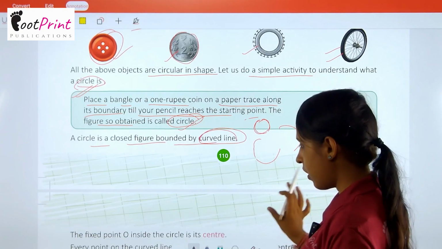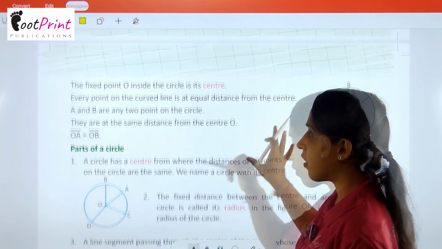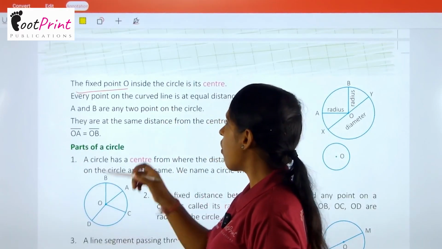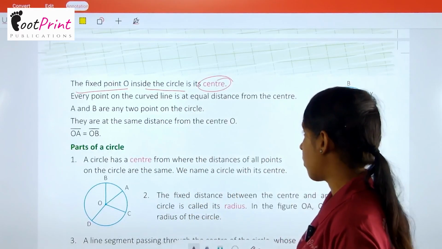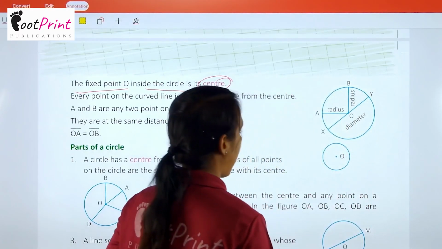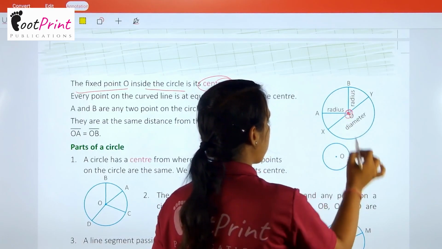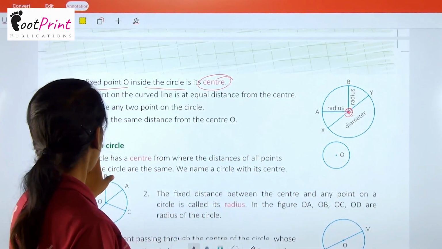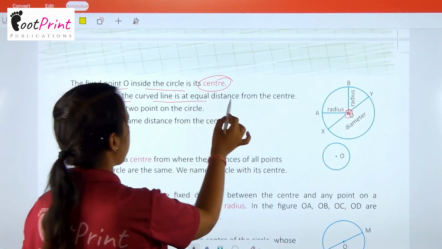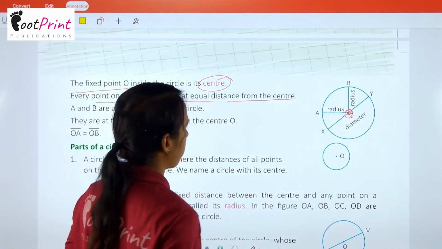Okay, now learn more about the circle. The fixed point O inside the circle is the center. So in a circle we have a fixed point that is called the center. Next, every point on the curved line is at an equal distance from the center.